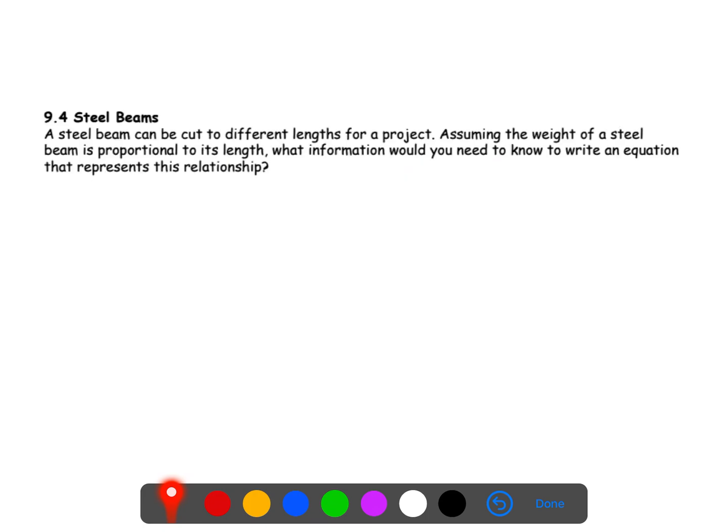All right, we've got one more question here on this side of the handout that we're going to do today, and it's talking about steel beams. A steel beam can be cut to different lengths for a project.